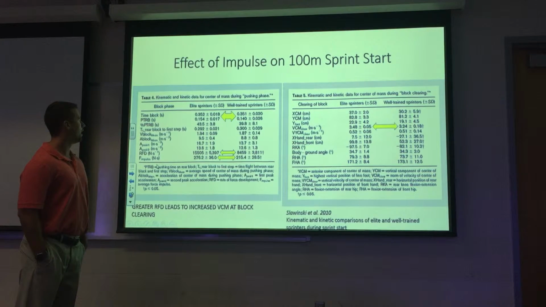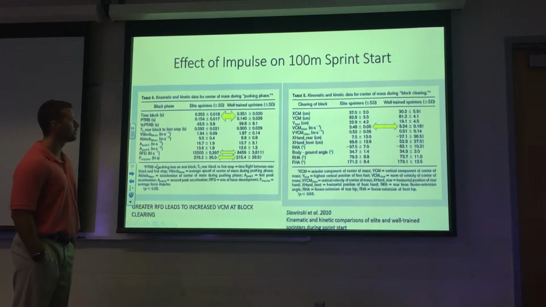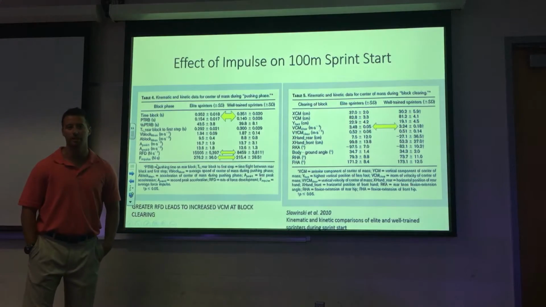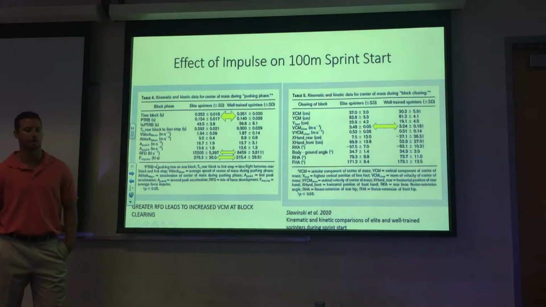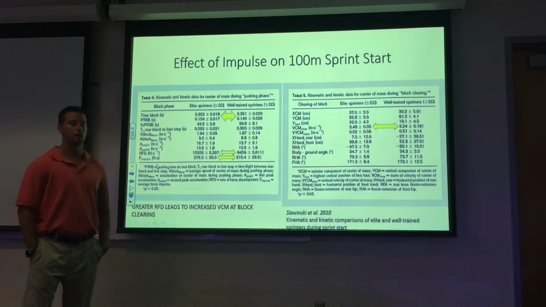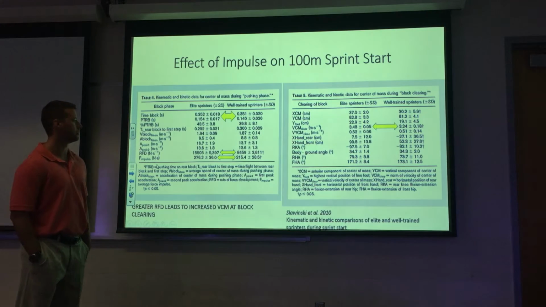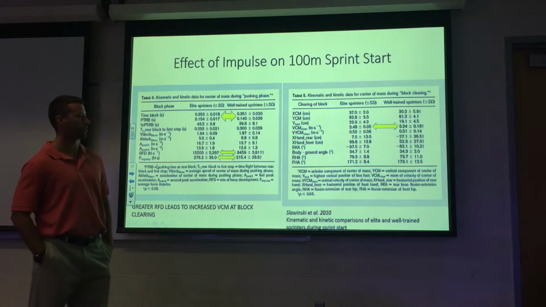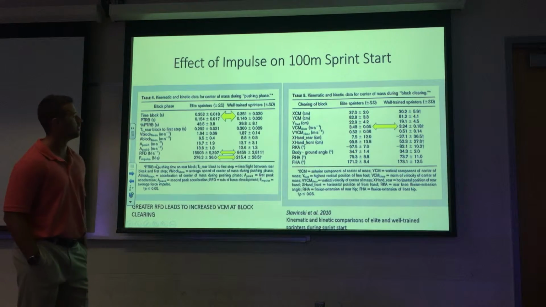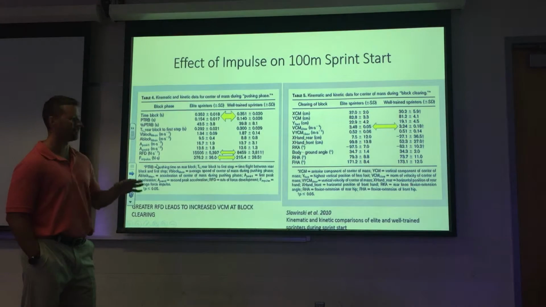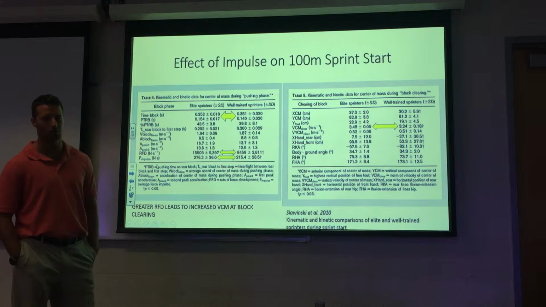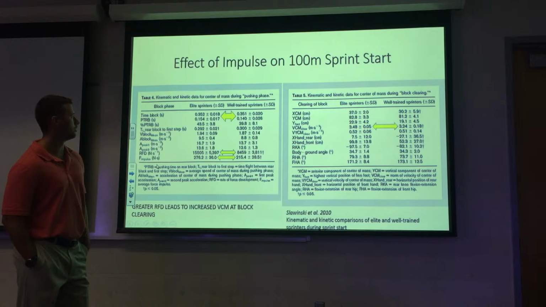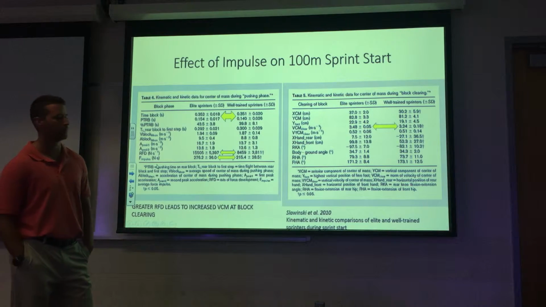What they did here, they compared elite sprinters and well-trained sprinters. Elite sprinters, I believe, were somewhere in the range of 10.5 seconds and under with a small standard deviation. And the well-trained sprinters, actually we'll come back to well-trained sprinters at the end, but well-trained sprinters were about 11.3 with a standard deviation that put them up to about 11.5. So about a second difference between the two.